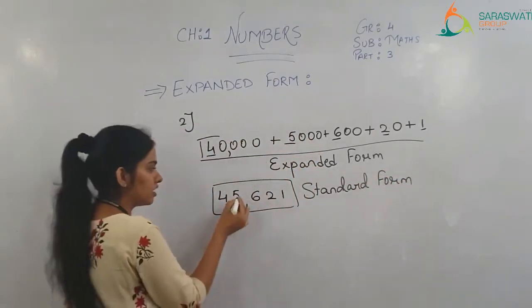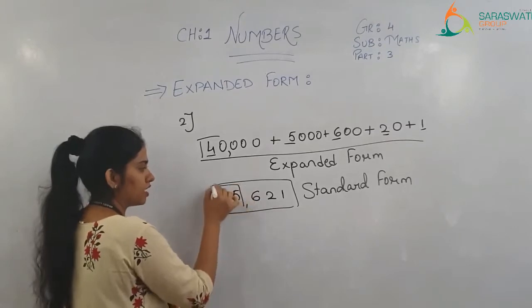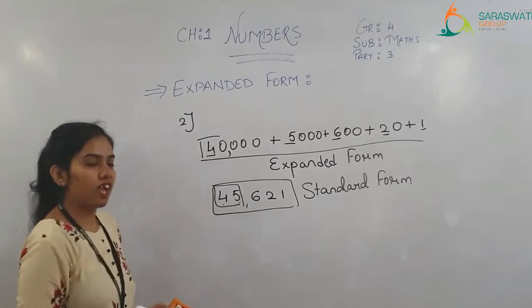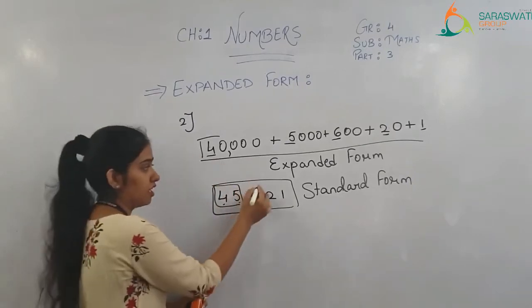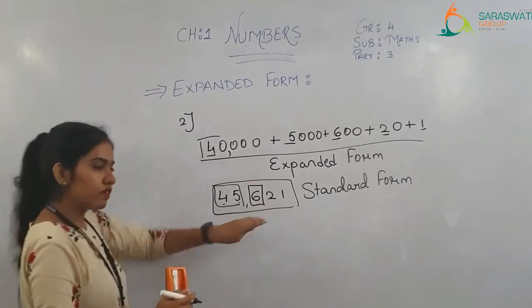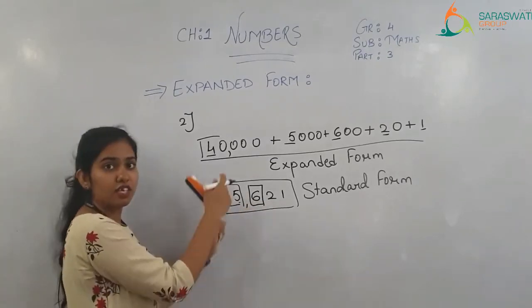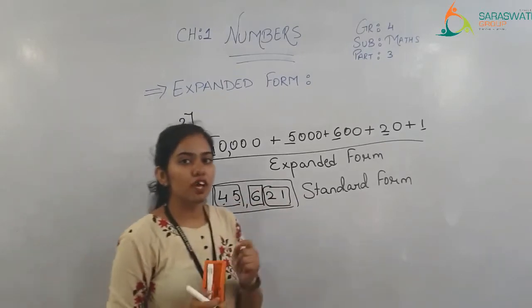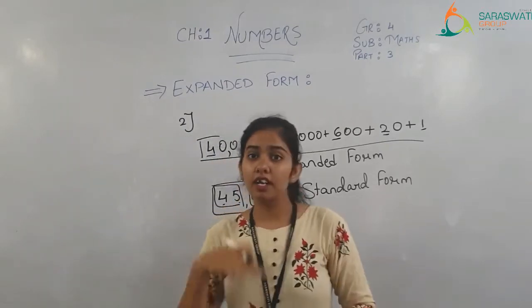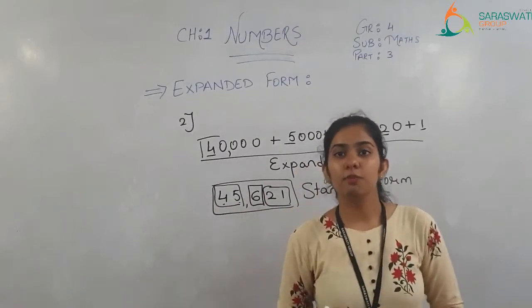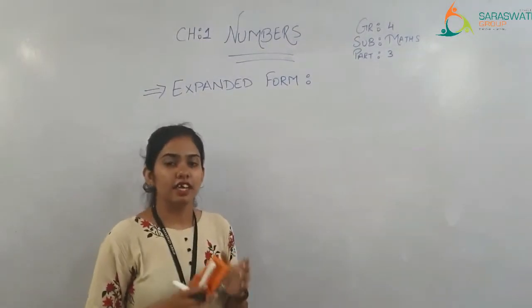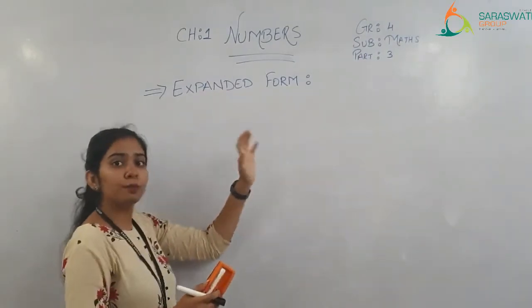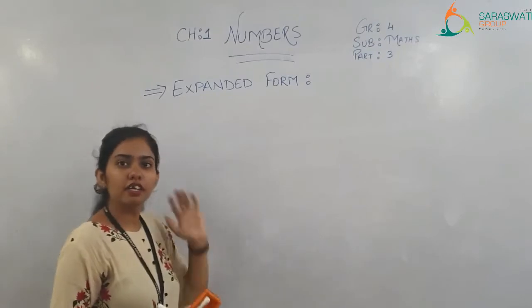And how are we going to read this? As I said, this part is of thousands. So we'll read this number together as 45,000. Then this is the hundreds part, so this will be separate. 45,621. So students, you have learned the 5-digit expanded form. Now we are going to learn about 6-digit numbers, that is, how to put a 6-digit number in an expanded form.